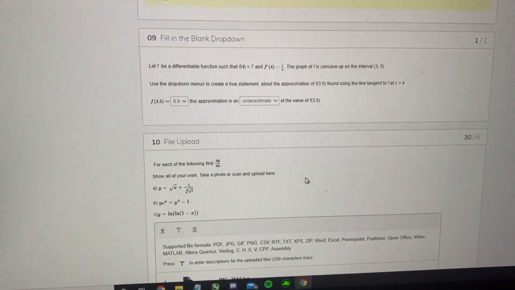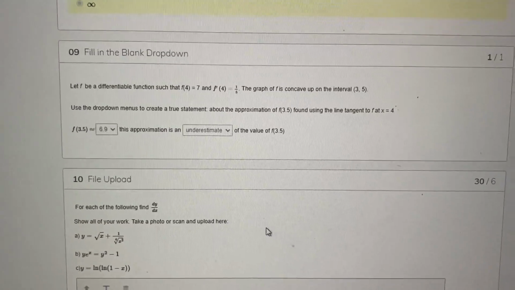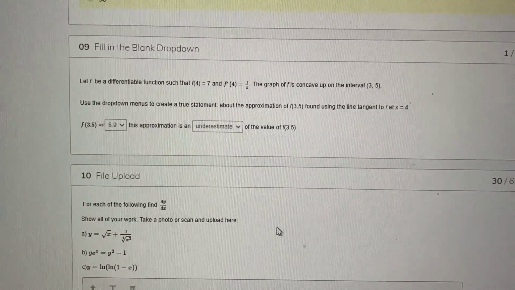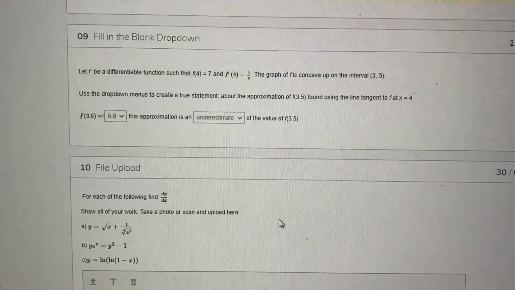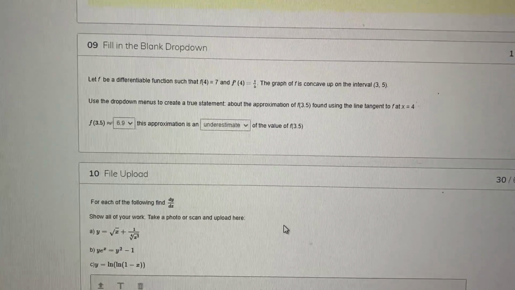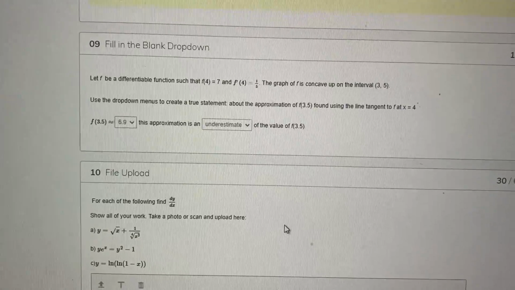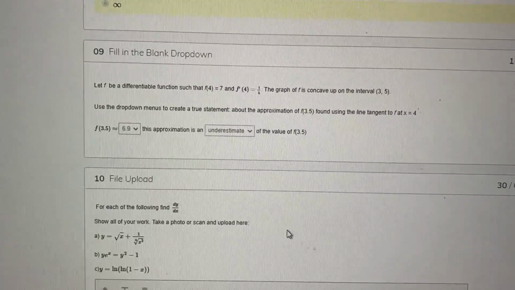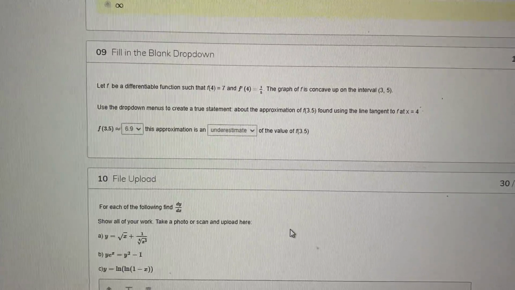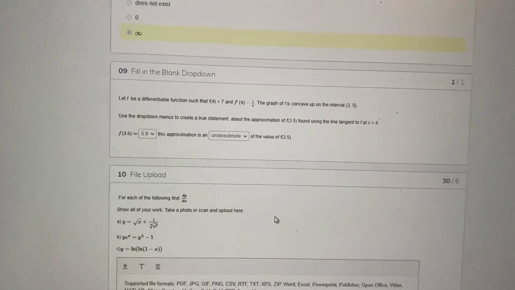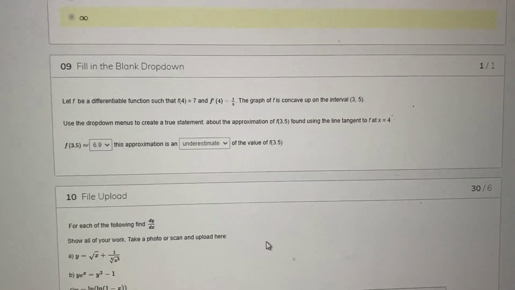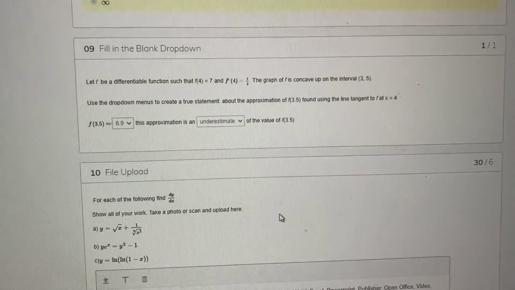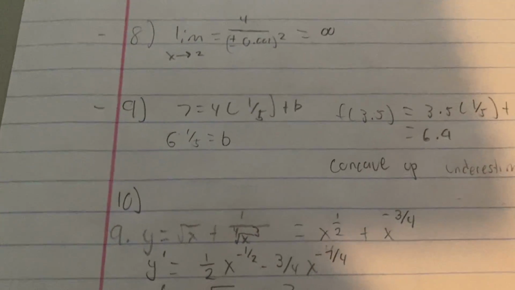Moving on to number 9. For this problem, we have f differentiable, f(4) equals 7, f prime of 4 equals 1/5. All right, and the graph of f is concave up on the interval through 5. Okay, so use the drop-down menu to create the statement about the approximation of f(3.5) using the tangent line. So what we're going to do here first, we have to solve for the b value of y equals mx plus b for our estimation. So in order to do that, let's see here.